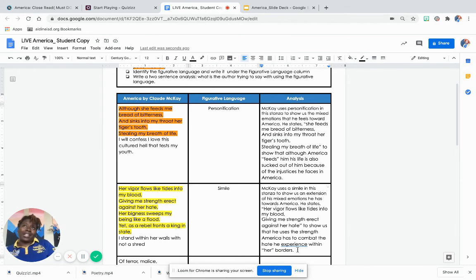And it's like that saying, what doesn't kill me makes me stronger, is a way of actually saying that. All the bad energy that they give you, you take that and you build on that. Maybe you've heard some variation of that saying, but that's exactly what Claude McKay is saying about America in this stanza.